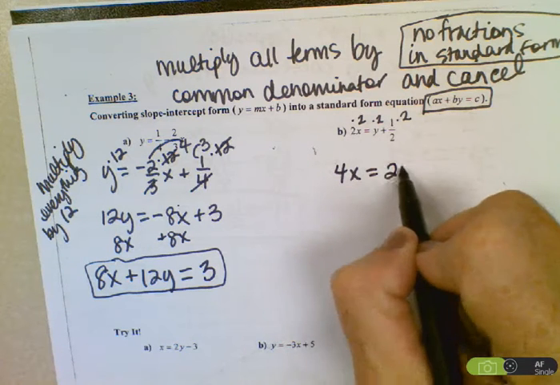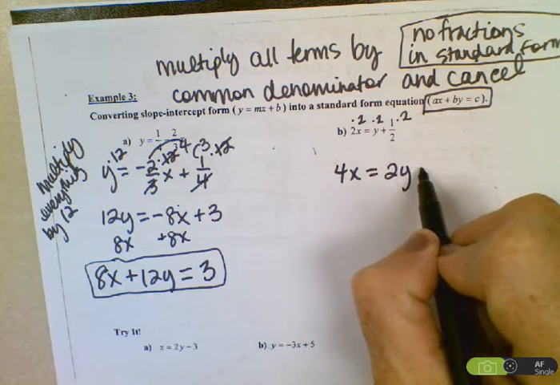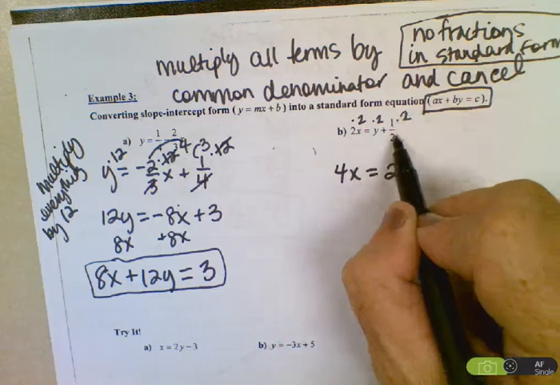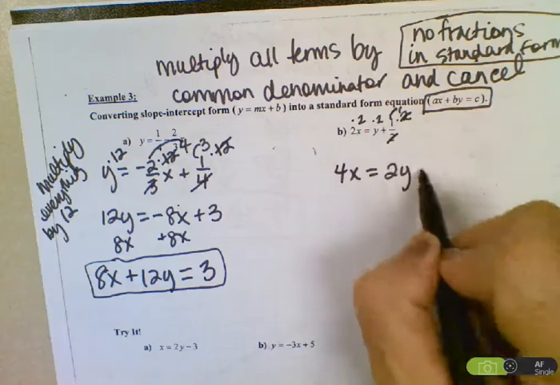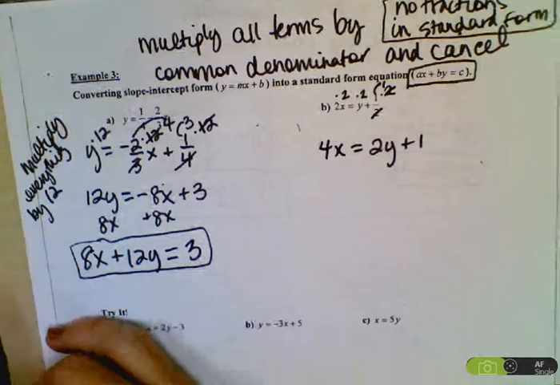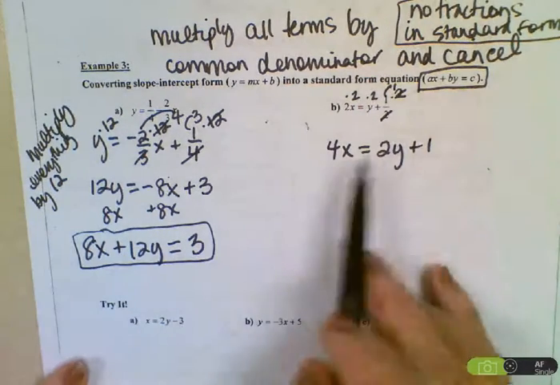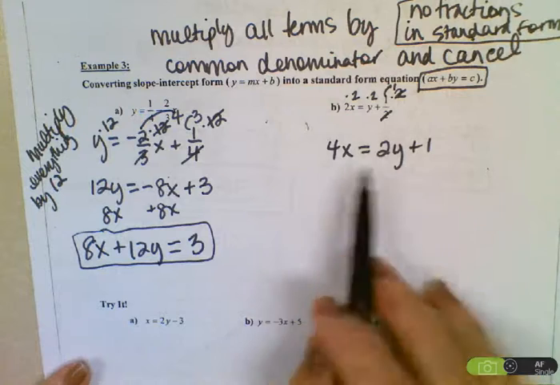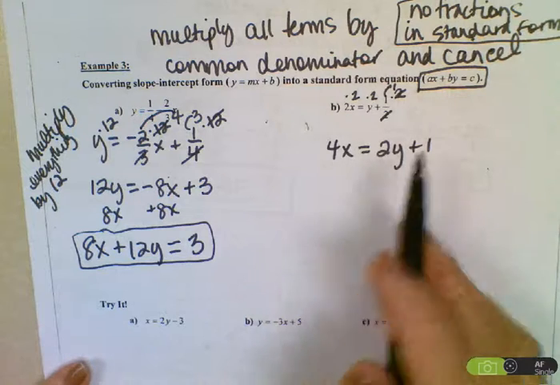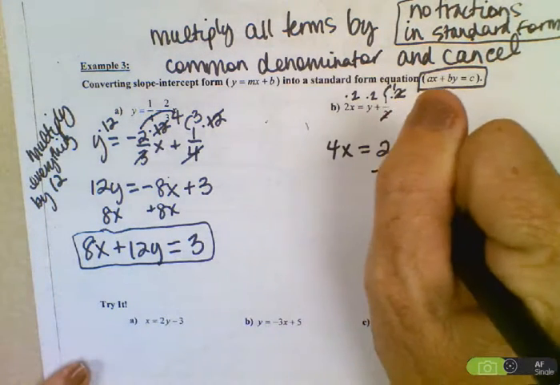2 times y would be 2y. And 2 goes into 2 once. 1 times 1 is 1. So everything so far is okay. But remember, I need my x term and my y term on the left-hand side. Right now, my y term is on the right-hand side. So I need to move that over.